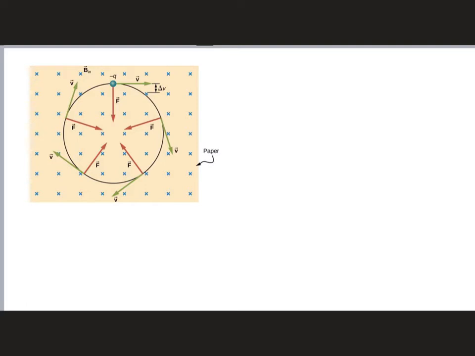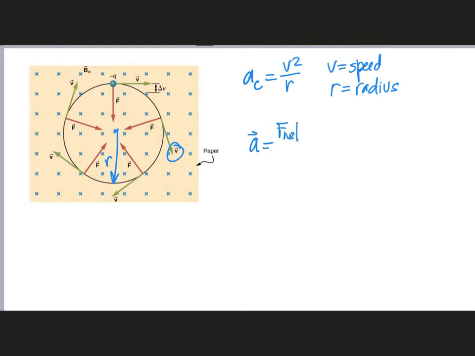Remember from circular motion that the acceleration when you are moving in a circle is equal to v squared over r, where v is the speed and r is the radius of the circular motion. Also remember from first semester, the acceleration of any object is equal to the net force that is acting on that object divided by the mass. In this case, the net force is supplied by the magnetic force.